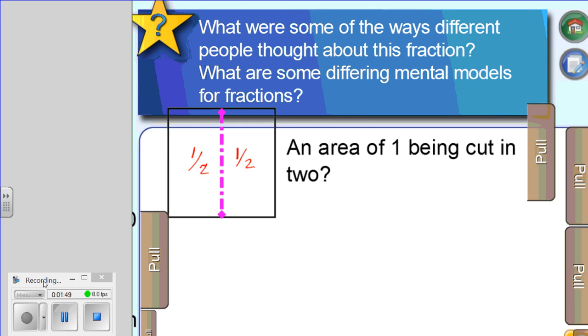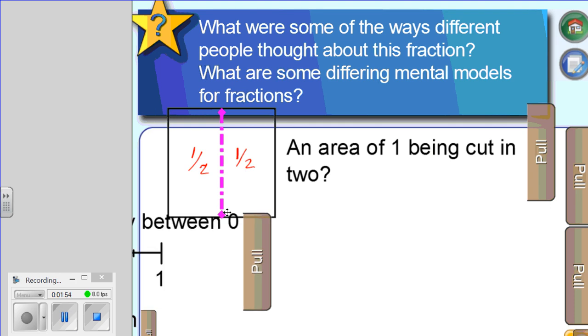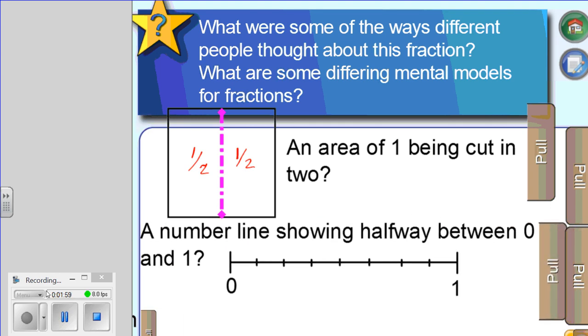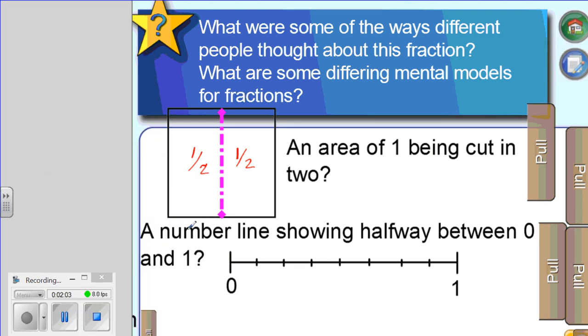Let's go to this next one. Different mental model of a fraction. Maybe a number line showing halfway between 0 and 1. This is kind of like a ruler, right? So at the very bottom of the ruler is 0 inches. Maybe perhaps this is 1 inch, right? Exactly between 0 and 1 would be the number 1/2. Also in decimal land, that's representing 0.5. That's a different mental model that some people might have thought of for 1/2. So the actual numerical value for 1/2 is right in between 0 and 1.